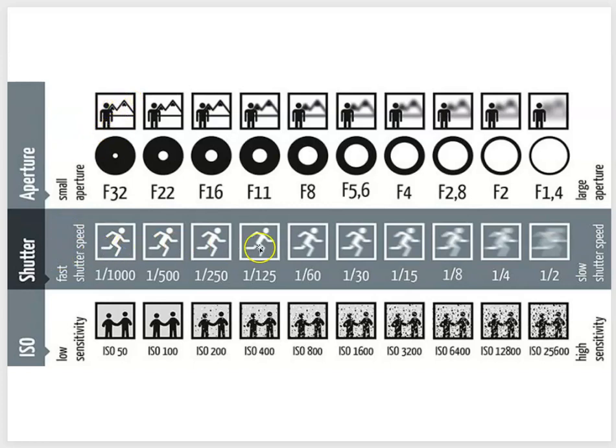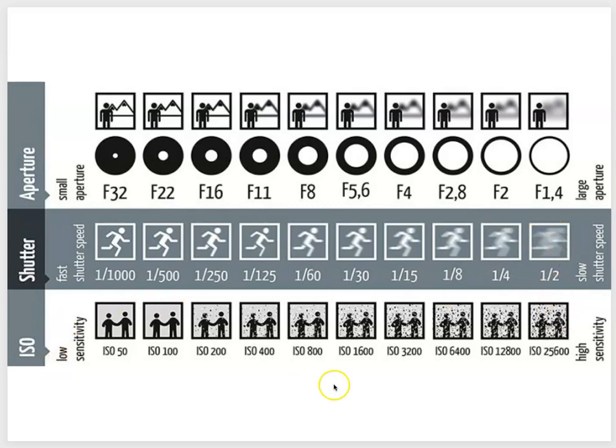This is just showing you the differences of the shutter speeds. When you have 1/1000th of a second, you're stopping motion with a fast shutter speed. As you start to open up your shutter speed, you are slowing down and you're going to a 1/2 second, so the motion is being blurred.